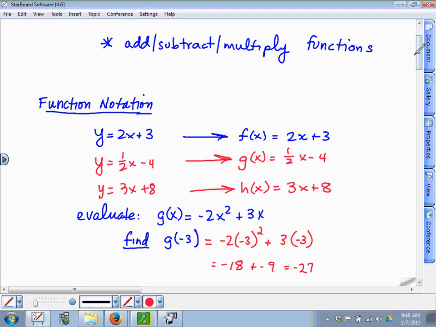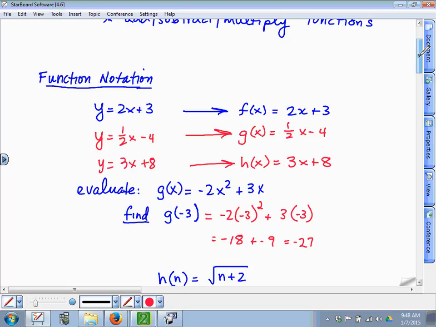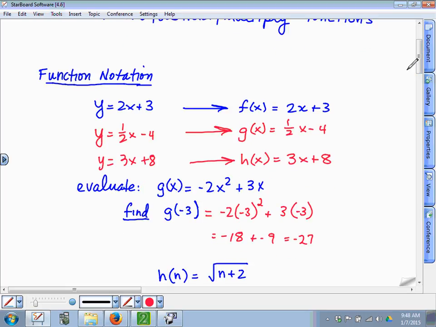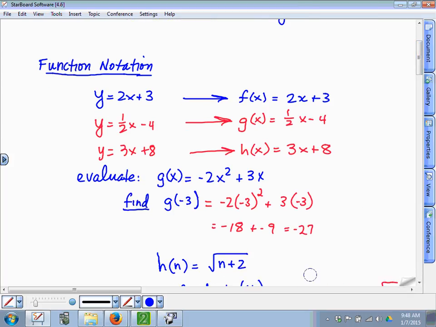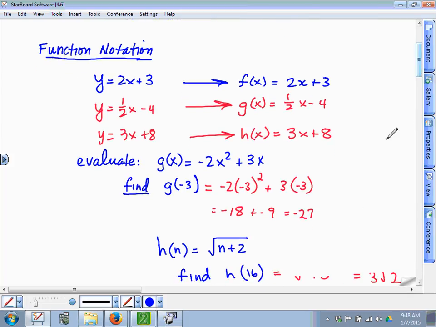As easy as this is, I still want to give you just one more example to practice. Here's a new function, h of n. h of n is the square root of n plus 2. I want you to find h of 16. Make sure you simplify the result.